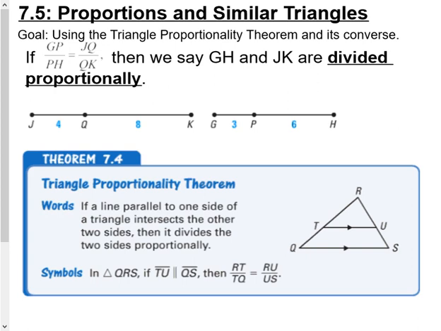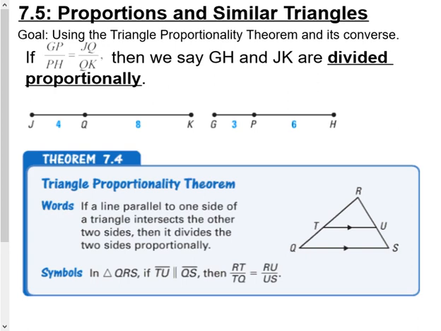Today we are covering lesson 7.5, proportion and similar triangles. Again, our goal is to use the triangle proportionality theorem and its converse. The whole point of this is because we've learned side, angle, side yesterday, and how to show triangles are similar to each other. And we've already learned, previous to the quiz, that just having two angles in two different triangles will give us similar triangles.